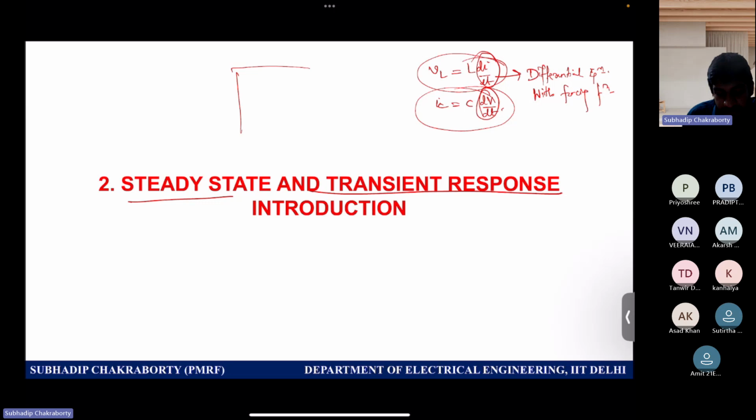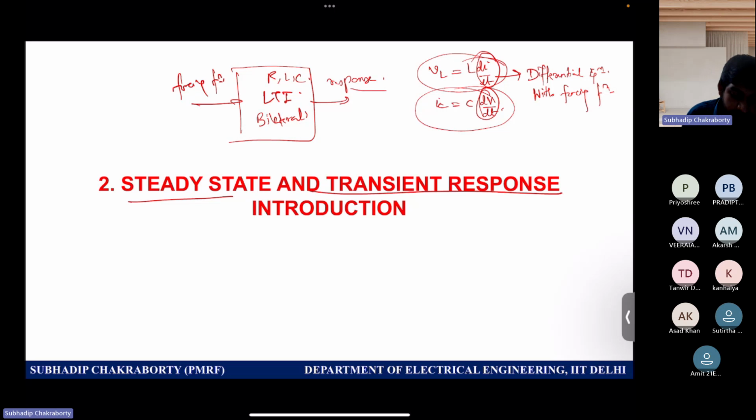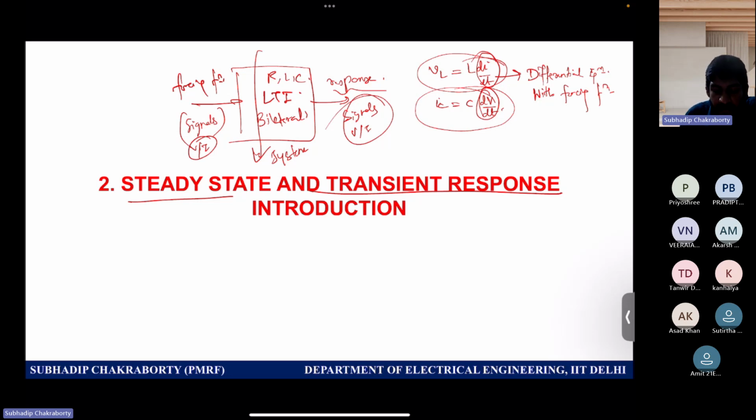because you have a system, a kind of black box, I told you, a linear time invariant bilateral system, RLC maybe, and you apply some forcing function and you get some response for that. In between, we have the system. These are the signals, voltage or current. Similarly, here also we see the signals. And the responses, transient response, steady state response, we are talking about these signals. But the system sitting in between, for which we get the response, is just a linear time invariant bilateral causal system.